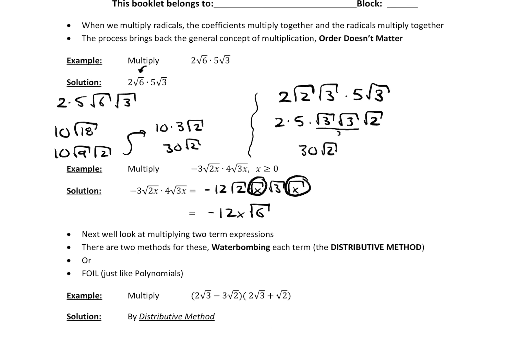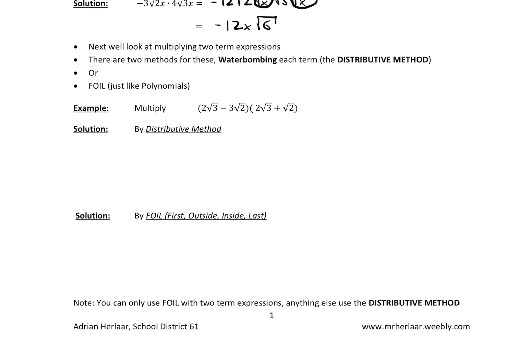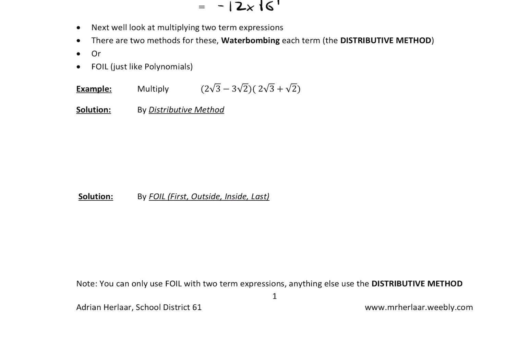But what about now when we have multiple terms? So I'm going to start by doing the distributive method. And the distributive method is water bombing this into here and into here, and then this into here and into here. If you're very astute, you'll notice that that's exactly the same as FOIL. I'm just using a different. I'm not going first, outside, inside. Well, technically I am going first, outside, inside, last.